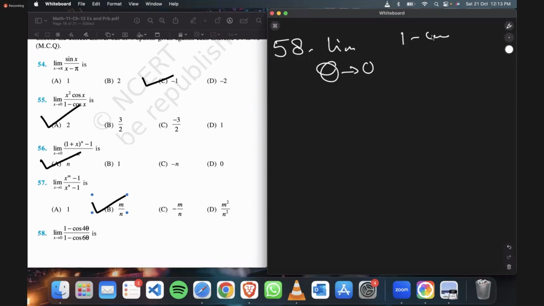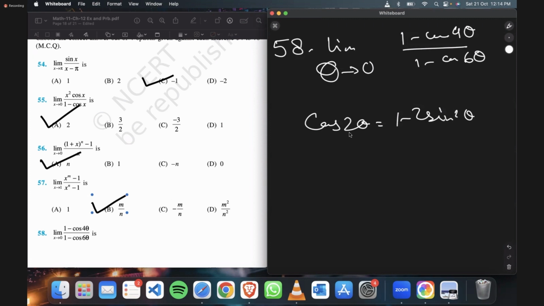1 minus cos 4 theta over 1 minus cos 6 theta. We know the formula for cos 2 theta can be written as what? 1 minus 2 times sine square theta. All right. So what will be for cos 4 theta? 1 minus 2 times sine square 4 theta. Oh, I'm sorry, sine square 2 theta. Then we can expand sine 2 theta further. Let's see what helps us in this situation. So I told you 1 minus cos 2 theta is simply 2 sine square theta. So just write it like that.